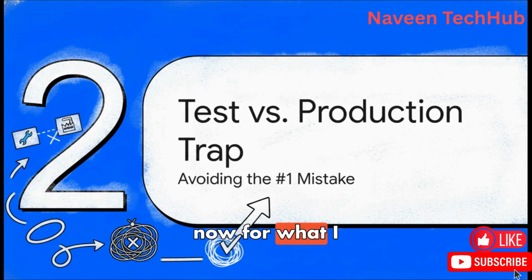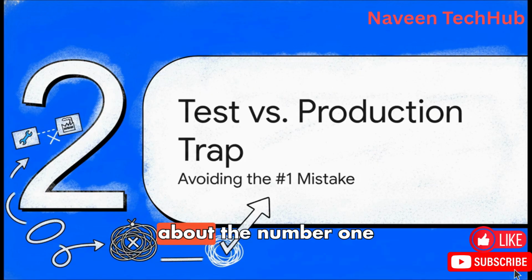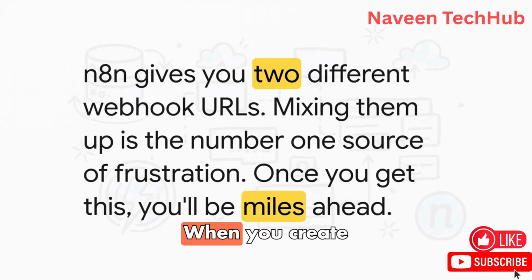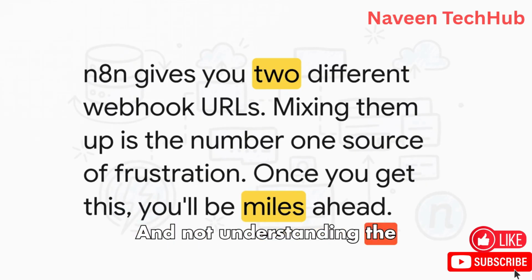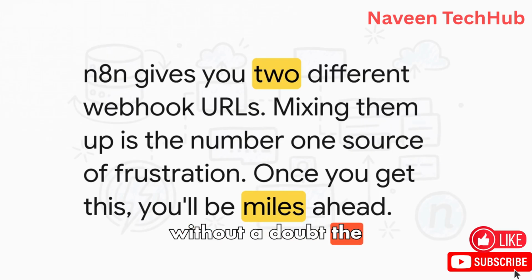Okay, now for what I think is the most important part of this whole thing. Seriously, we need to talk about the number one mistake that trips up almost every single beginner. This is the big one, the test versus production trap. So here's the deal. When you create a webhook in n8n, it doesn't give you one URL, it gives you two. And not understanding the difference between them is without a doubt the biggest source of headaches for new users. But trust me, once you nail this concept down, everything else will just click into place.